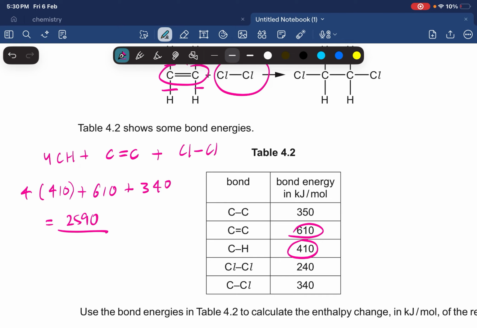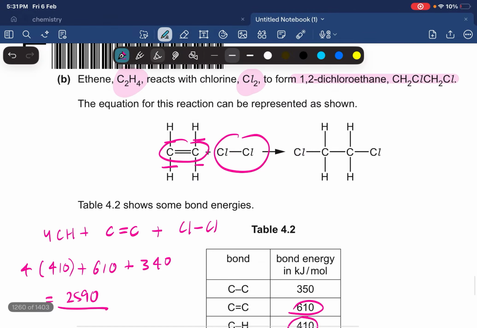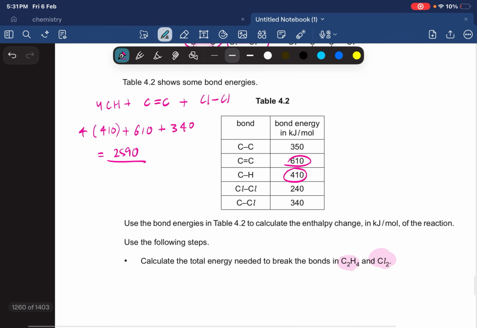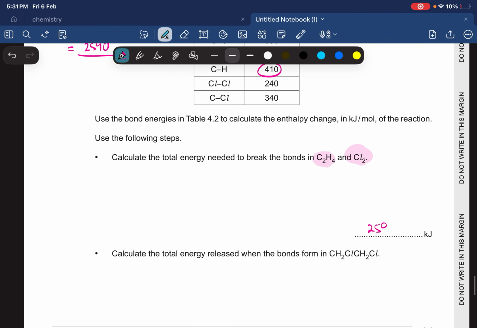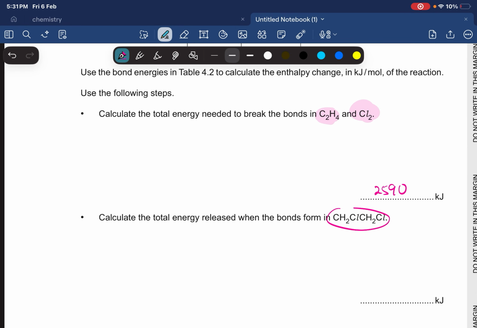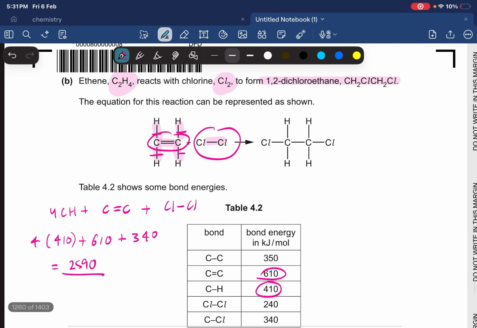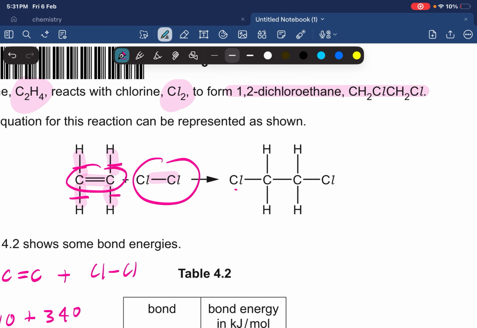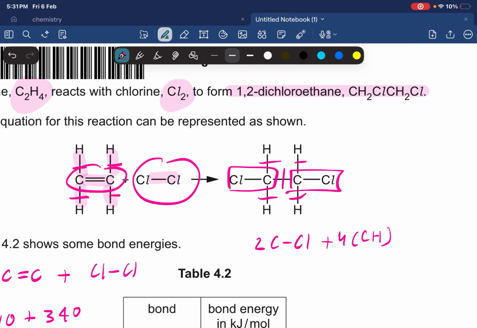That's the total energy that I'm going to give to break all the bonds. What are the bonds? This. So 2590 is the total energy given to break the bonds. Calculate the total energy released when the bonds are formed. Okay, so the total energy released is, I have 2 C-Cl bonds, so 2 times C-Cl bonds plus 4 times C-H bonds plus 1 C-C bond, right?